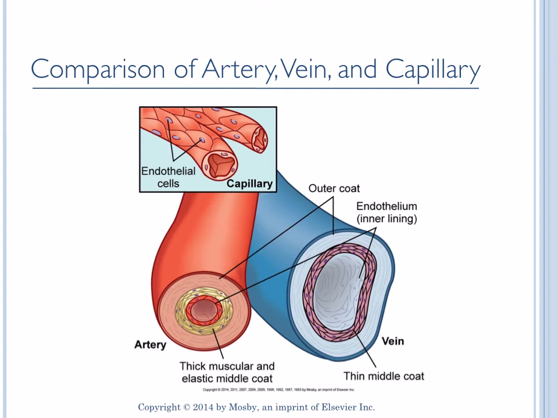Comparison of artery, vein, and capillary. The arterial system differs from the venous system by the amount and type of tissue that makes up the arterial walls. If you see here, let's talk about arteries and arterioles. The large arteries have thick walls and they are composed mainly of elastic tissue. This elastic property of these large arteries cushions the impact of the pressure which is created by the ventricular contraction.